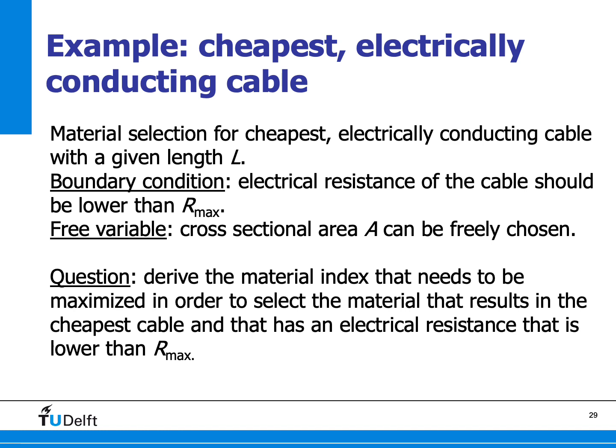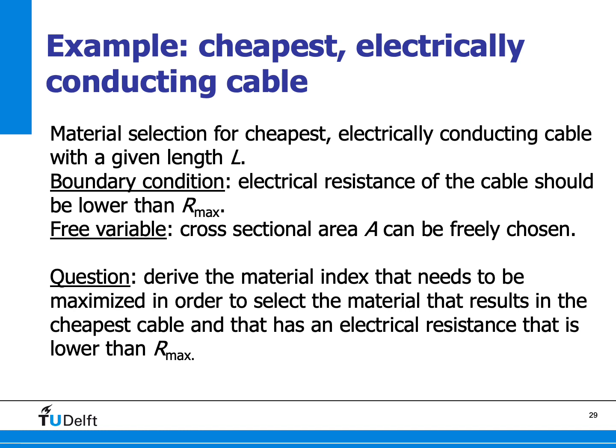The derivation of a material index is best illustrated via an example. In this example, we want to select a material for the cheapest electrically conducting cable with a given length L. The boundary condition in this case is that the electrical resistance of the cable should be lower than R max.